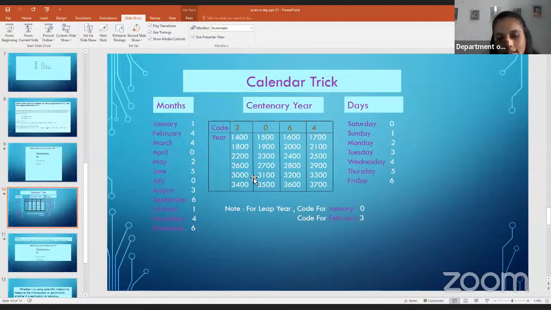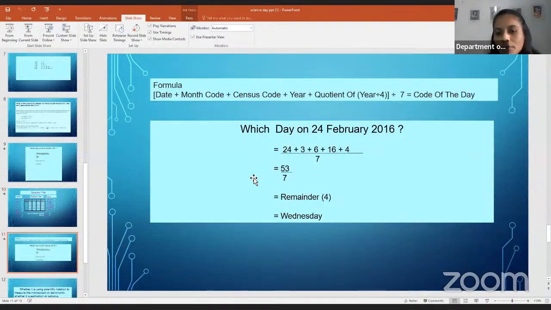So it will be, see the second row, third column. For 2000, the corresponding code is 6. Okay. So it is 24 plus 3 plus 6. Then the next is the year. Now it is 2016, so year is 16. So plus 16 and plus 4.